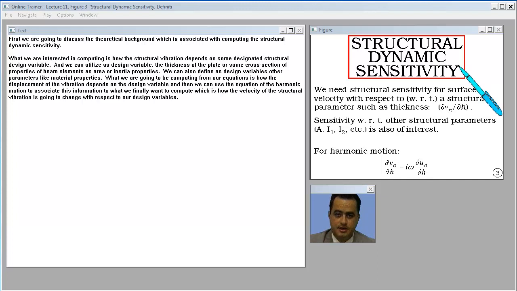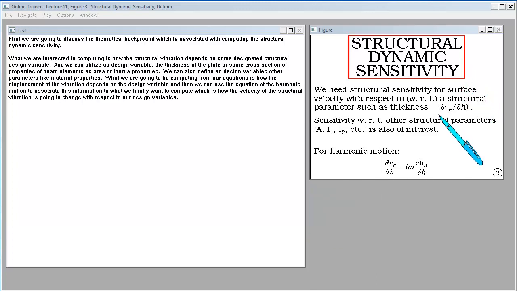First, we are going to discuss the theoretical background which is associated with computing the structural dynamic sensitivity. What we are interested in computing is how the structural vibration depends on some designated structural design variable. And we can utilize as design variable the thickness of a plate or some cross-sectional properties of beam elements as area or inertia properties. We can also define as design variables other parameters like material properties.